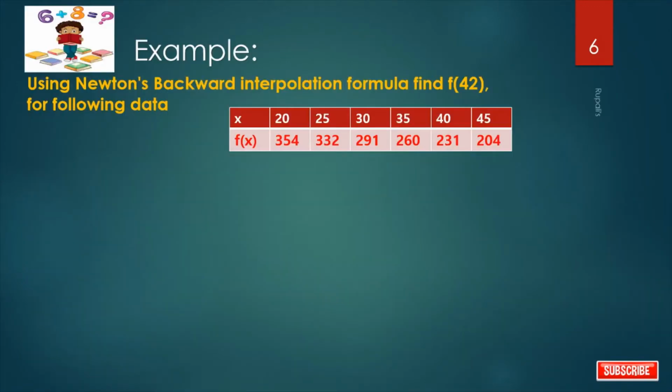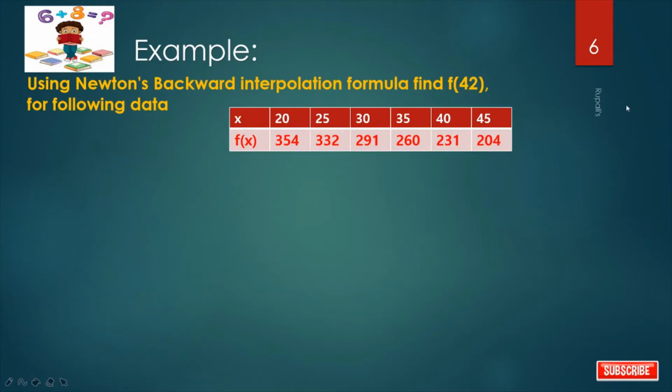Take one mathematical problem. Using Newton's backward interpolation formula, find f(42) for the following data. See the table. X values are given, corresponding f(x) values are given. So, when the value of x is 42, what is the value of f(42)? I have to calculate. And here we are using Newton's backward interpolation formula. Why? Because 42 is near the end of these x values.